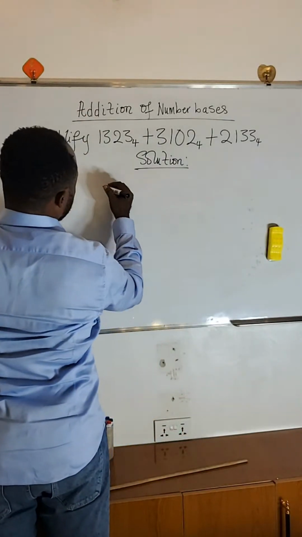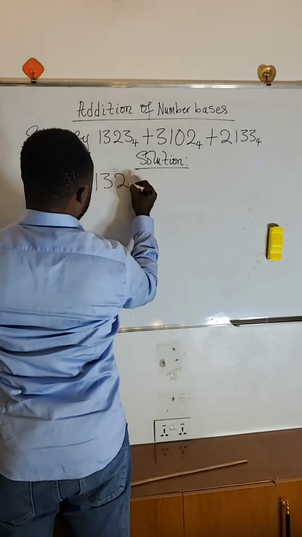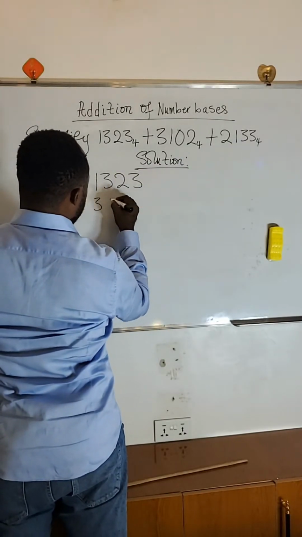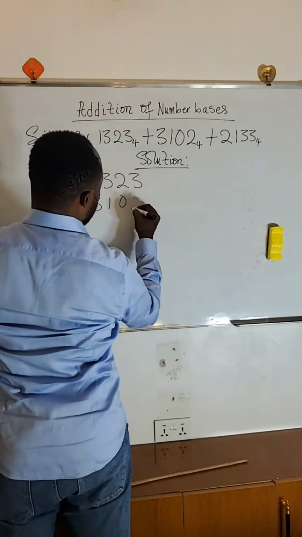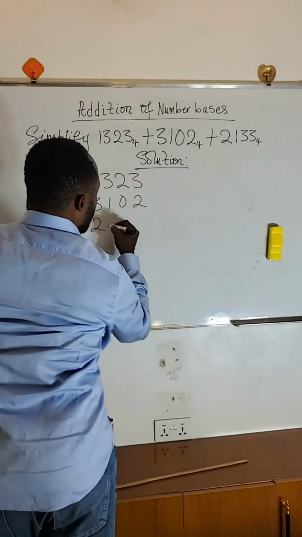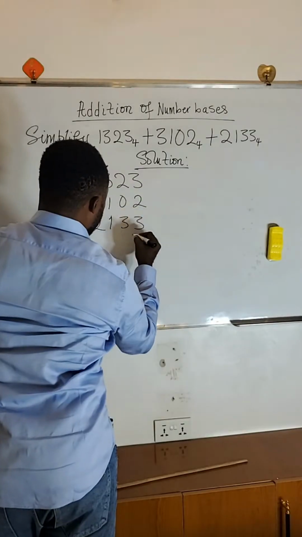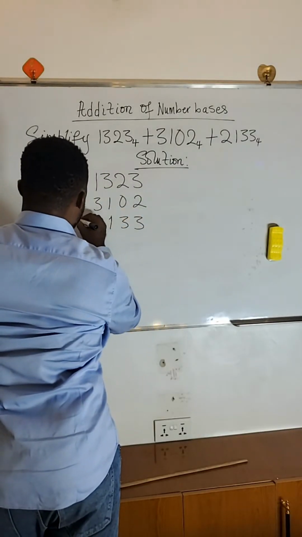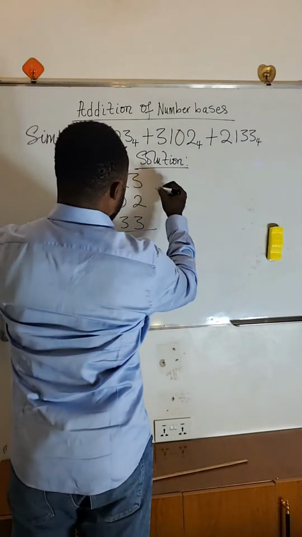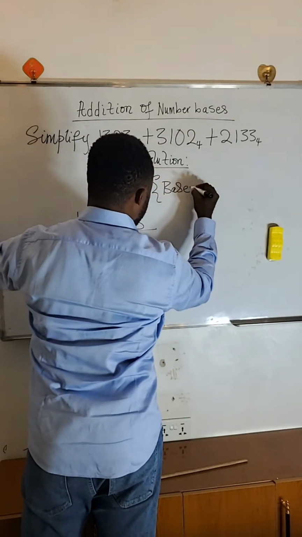So let's add that together now. 1, 3, 2, 3. Then 3, 1, 0, 2. And then you have 2, 1, 3, 3. All in base what? This is base 4 addition.